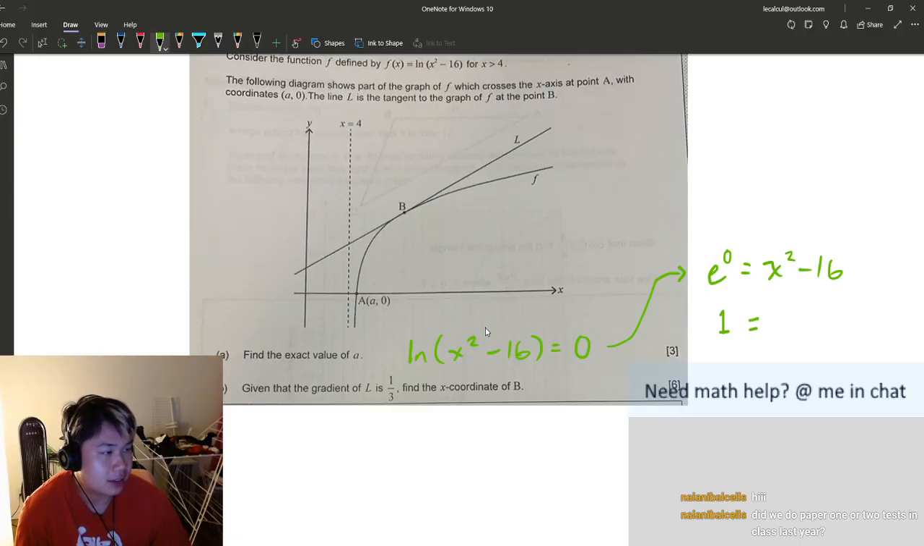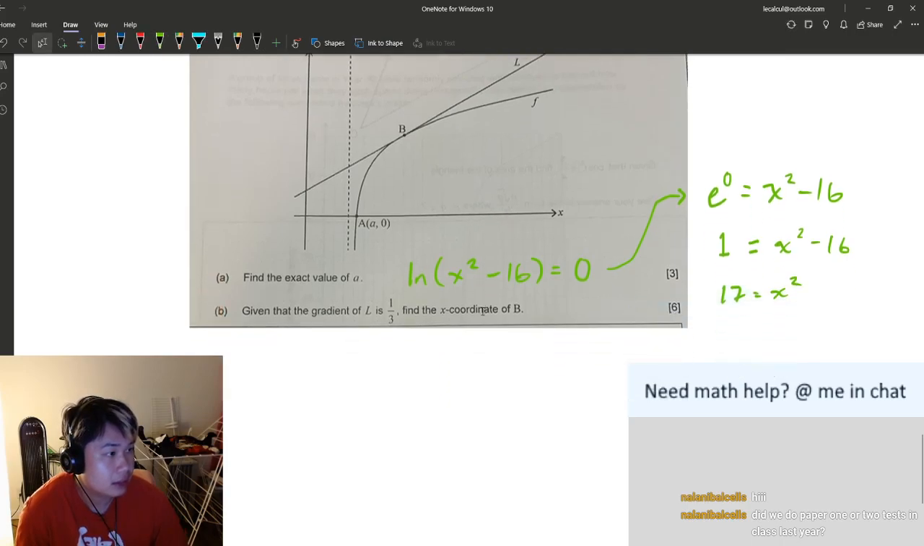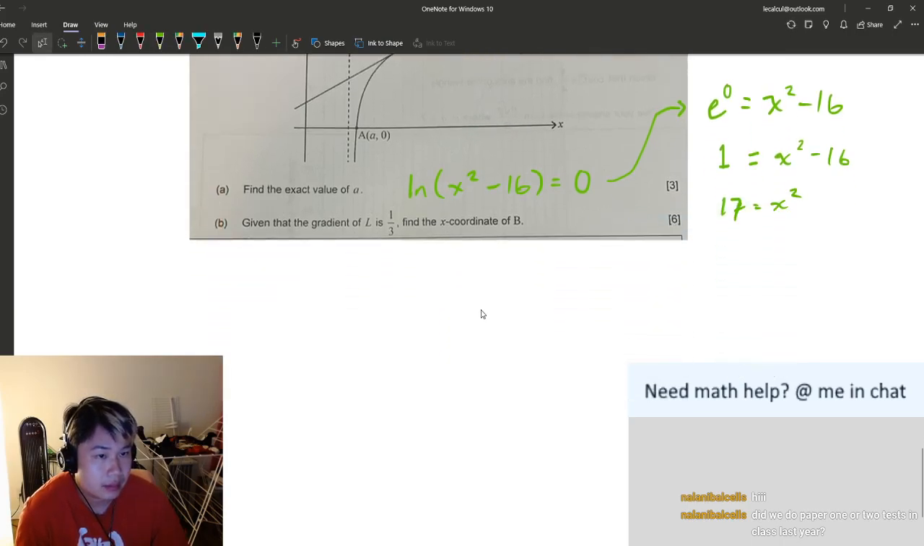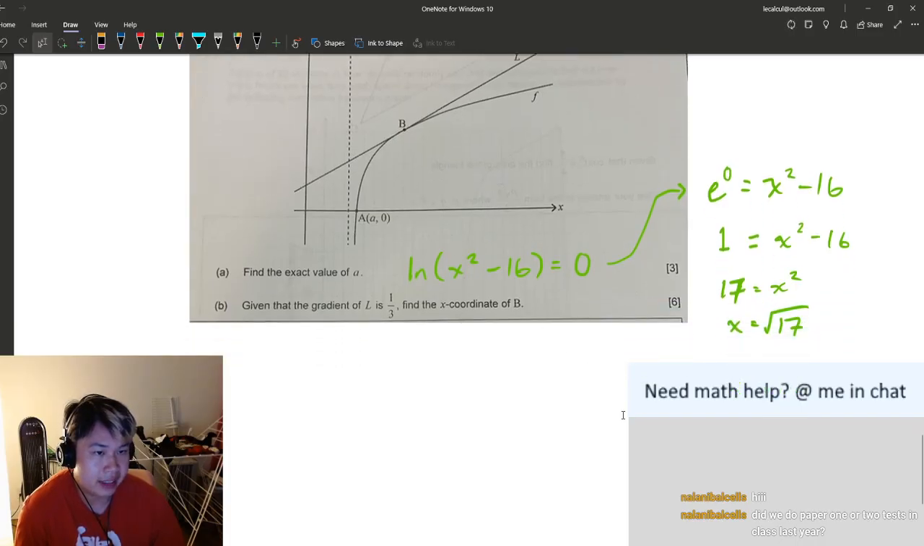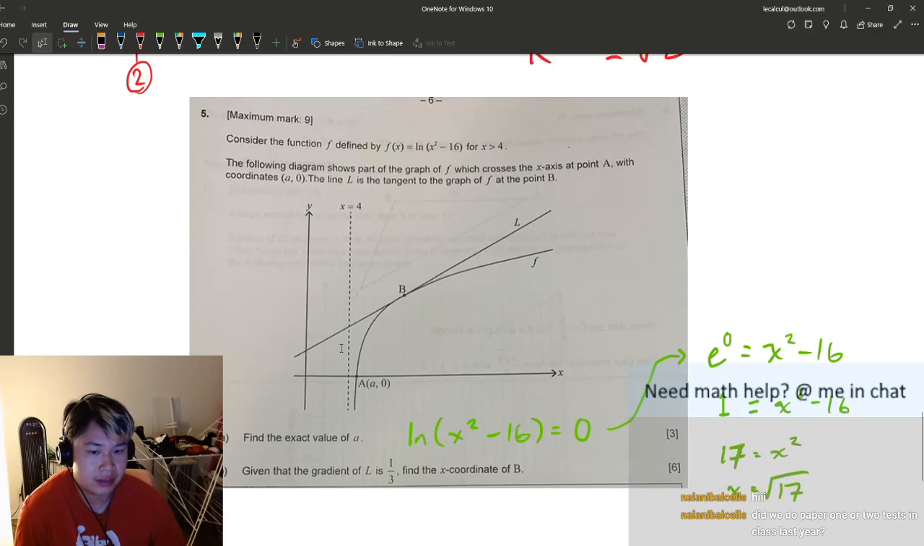E to the power of 0 is 1. Which means x squared is 17. Which means that x is the positive root of 17. Don't need to consider the negative because of the domain. Okay, so there's a. And then given the gradient of L is 1/3, find the x coordinate of B.